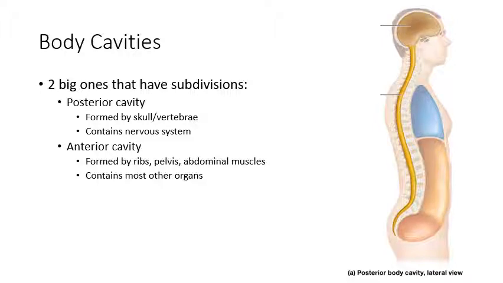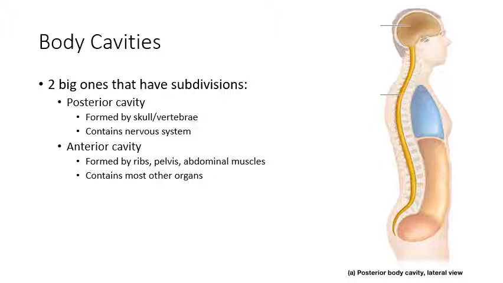So now that we've covered those terms, we'll go through the body cavities. There are two major cavities in the body: the posterior cavity in the back and the anterior cavity in the front. Both of those cavities have more subdivisions that we will go through. The posterior cavity is the space enclosed by the bones of the skull and then by the vertebral column, and it contains the nervous system, so the brain and the spinal cord. It's smaller, so you might not really think about it as being a cavity, but it is a cavity that happens to be filled with organs, the brain and the spinal cord.